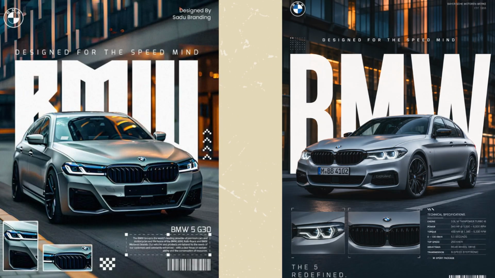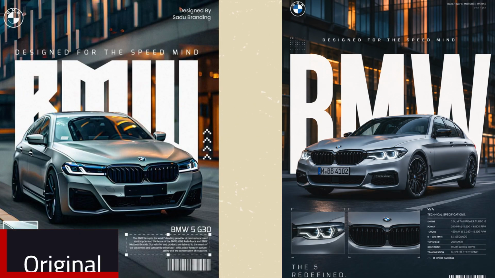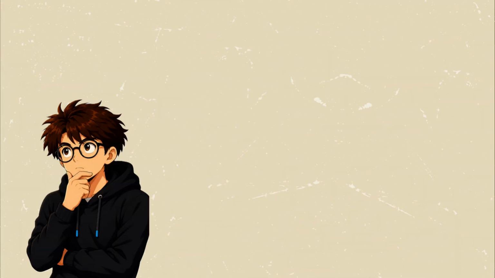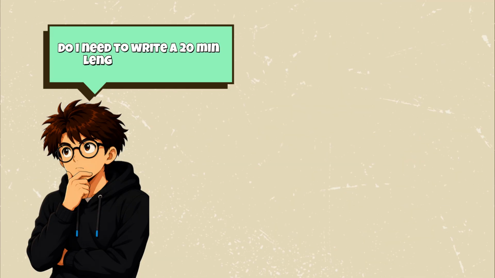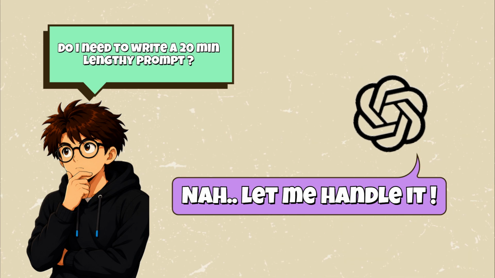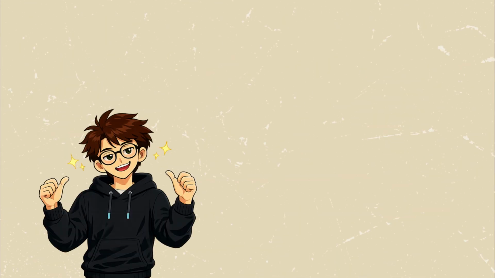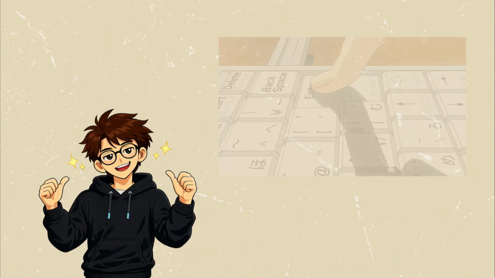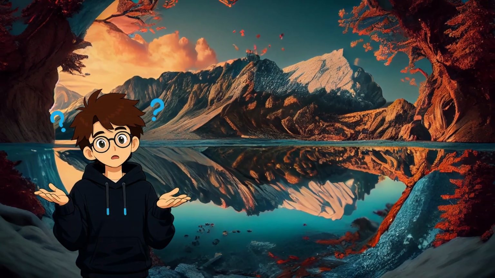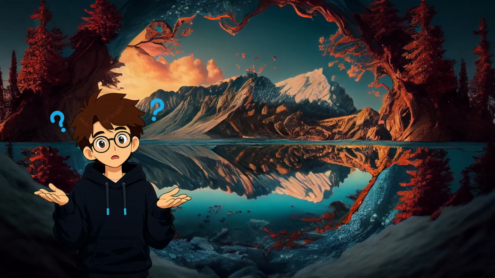Take a look at these two BMW ads. One is the original, and the other was generated by ChatGPT. And the craziest part? I didn't spend 20 minutes engineering an insane prompt, I didn't even write it myself. I made ChatGPT write the prompt for itself. And today I'm going to show you exactly how to do this in less than 30 seconds. If you've ever seen an image online and wondered, how would I even prompt that, this trick is going to save you a lot of time.